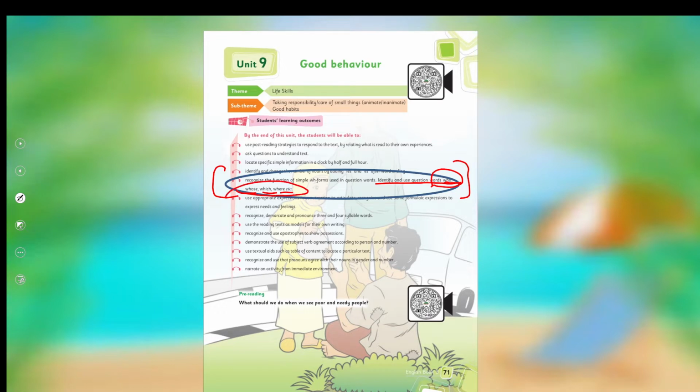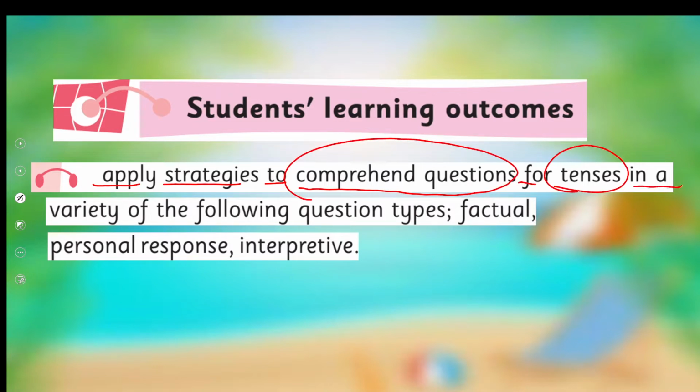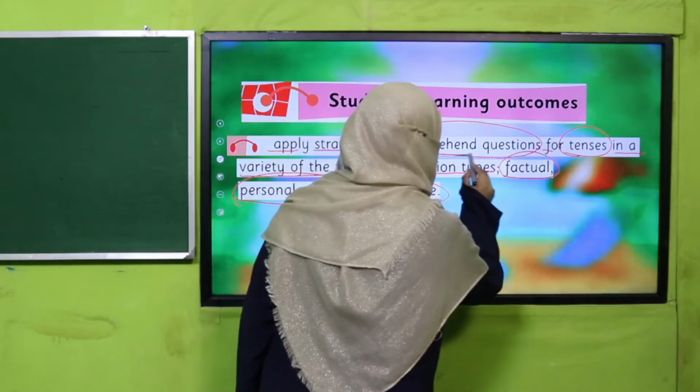So beta, we are going to learn further to apply strategies to comprehend questions for tenses in a variety of the following question types: factual, personal response, interpretive. Now, my dear children, what this SLO is telling us, you have to comprehend the question.